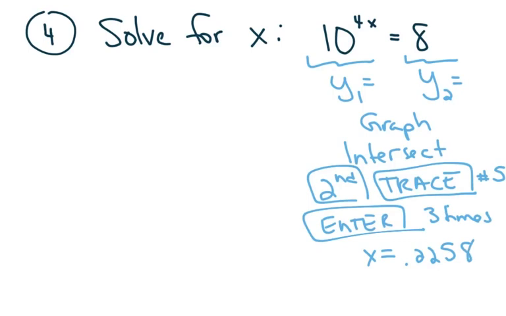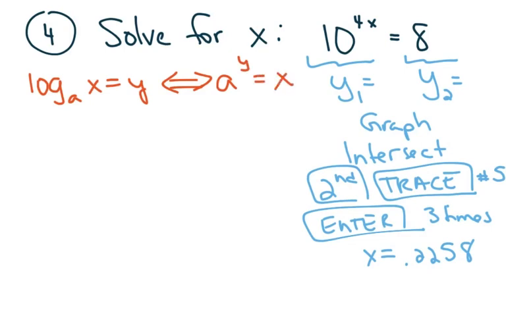The long way of doing it is to go and rewrite this in log form. In log form, remember the log base a of x equals y can be rewritten as a to the y equals x. And this definition is reversible. Sometimes we want to go from log to exponential form. Sometimes we want to go from exponential form to log form, which is what we're doing here. So I'm going to rewrite this as the log base 10 of 8 is equal to 4x.